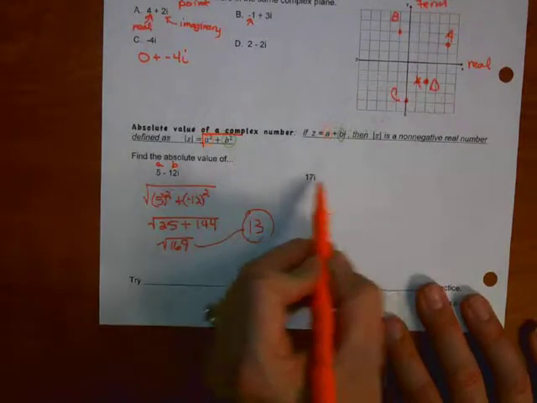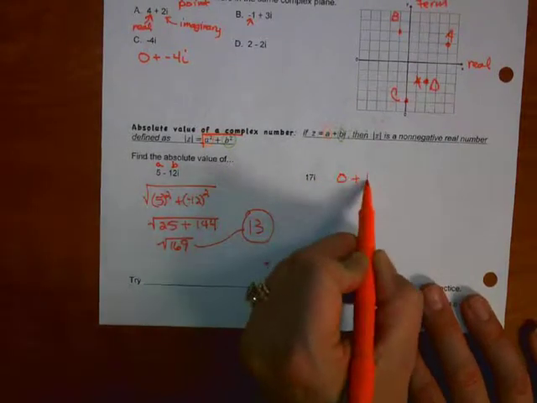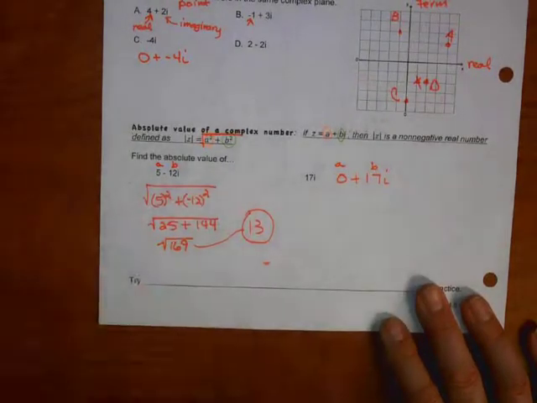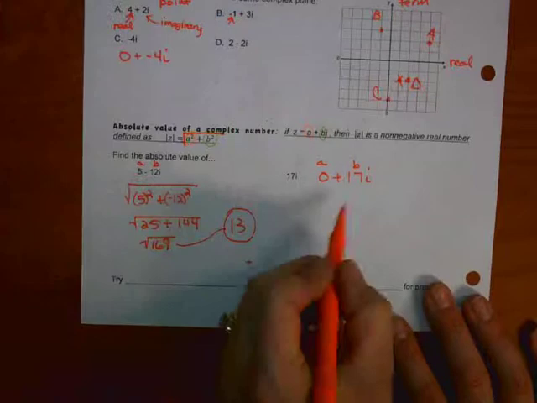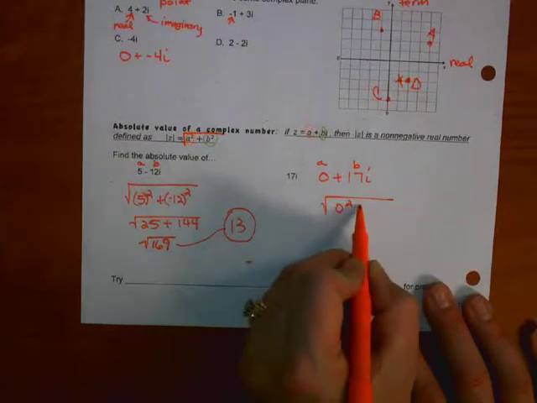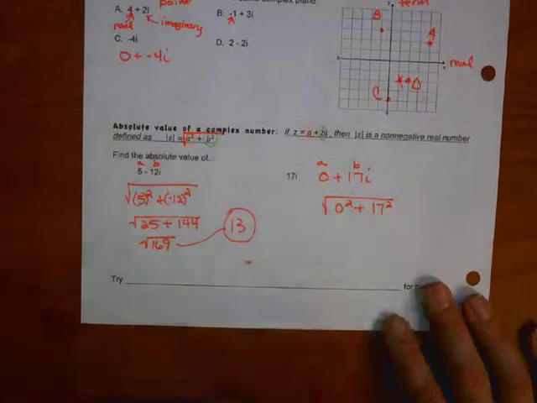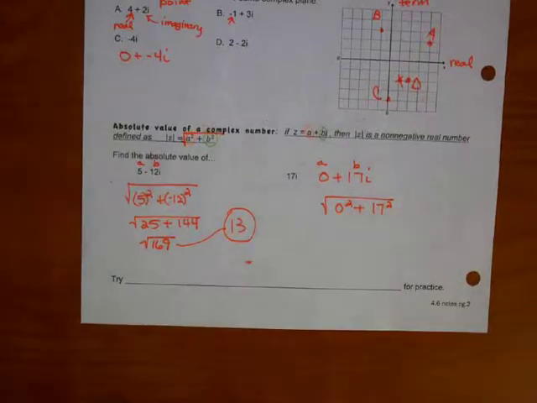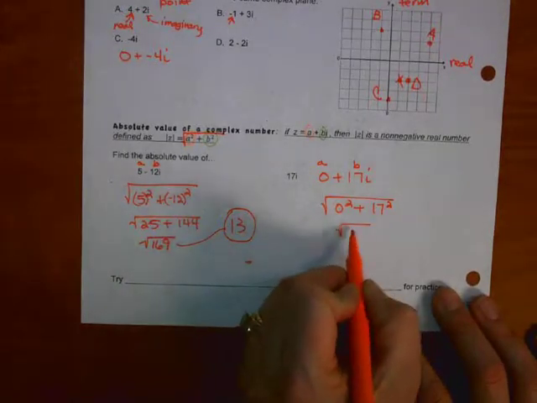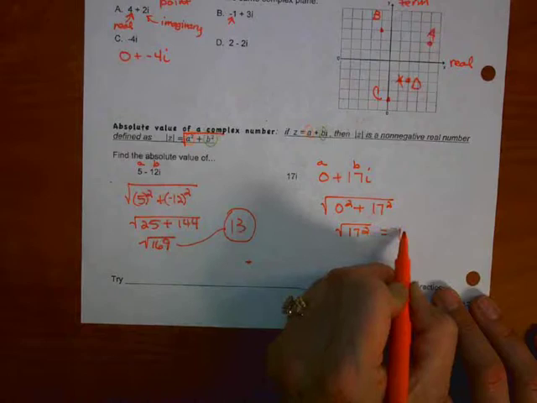Okay, let's do the same thing for this. We have 0 plus 17i. This is A, this is B. So you just set it up again. Obviously 0 squared is not going to do anything. 17 squared, and it's just 17. Obviously.